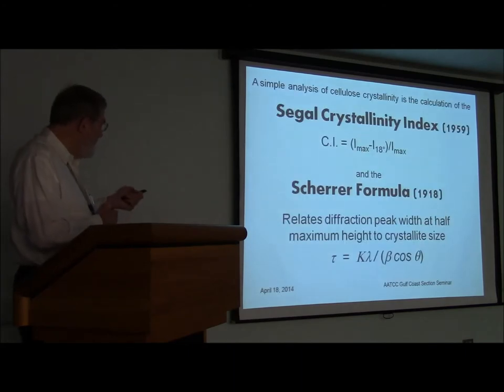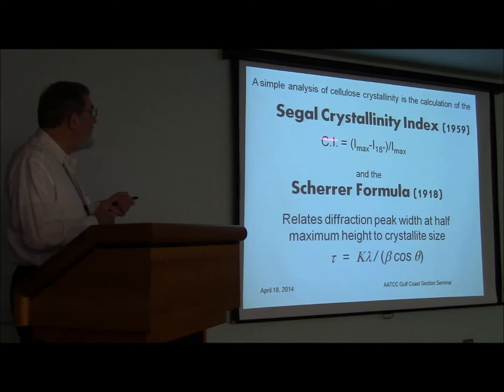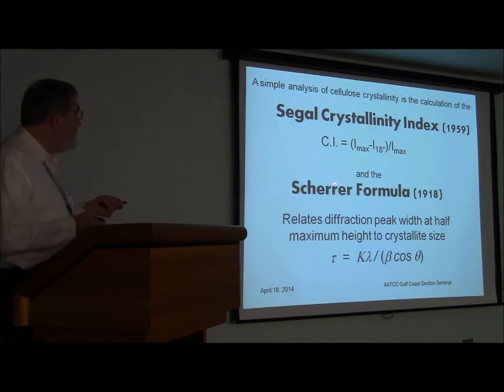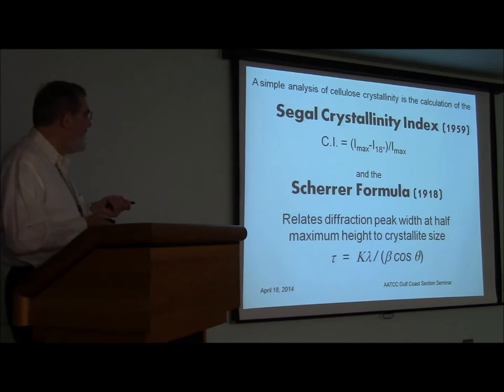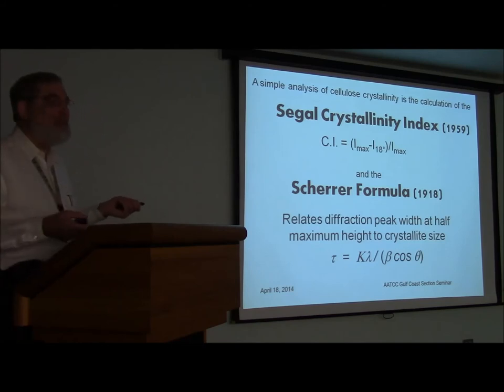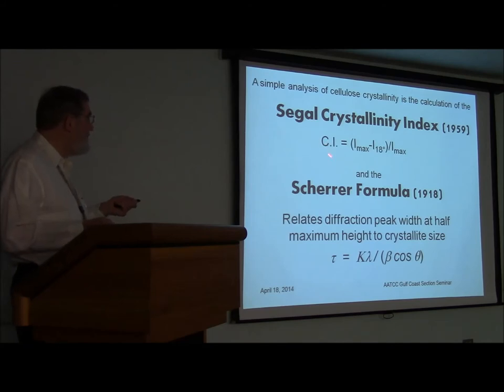So the two simple ways, the Segal crystallinity index and the Scherrer formula, are two simple ways to analyze the diffraction pattern. Segal's method was to take the height of the biggest peak and subtract the intensity between the peaks where there wasn't any intensity, and then divide it by this maximum intensity. So it was a very simple ratio, and that was supposed to give the percentage of crystalline material, the crystallinity index.